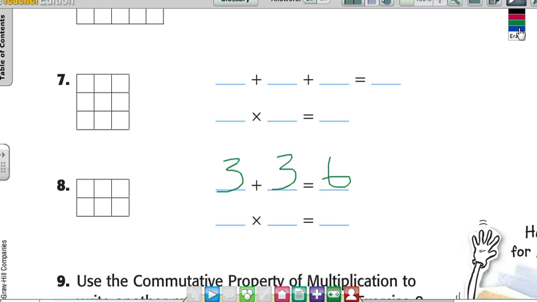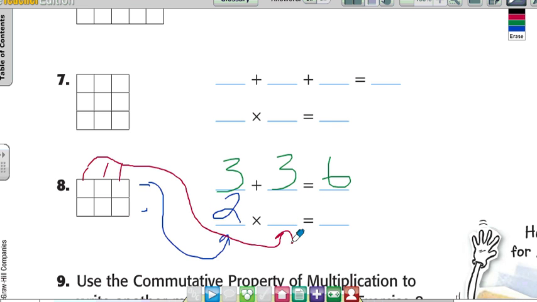Now when I do the multiplication sentence, the first number tells me how many rows do I have? 2. How many rows do I have? 2. I only have 2 rows. The second number tells me how many in each row. 3. This one would go here. How many in each row? 3. So 2 times 3 would be 6.